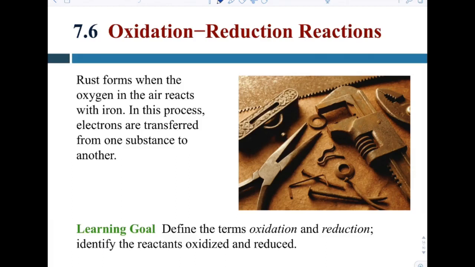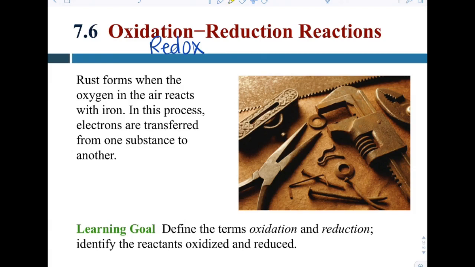Okay, so we're in part 2 of chapter 7. We're going to finish this out. The next type of reaction that we're going to talk about is an oxidation and reduction reaction. Now, oxidation reduction or redox reactions are essentially the same as single replacement, synthesis or combination, decomposition, and also combustion reactions. But they're focused on looking at the transfer of electrons.